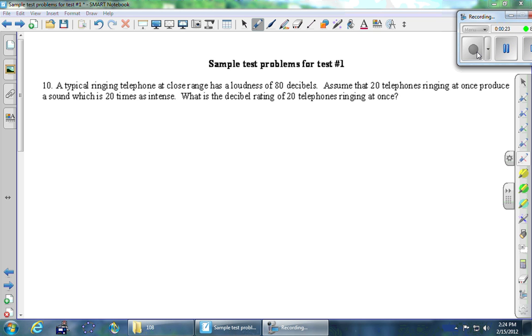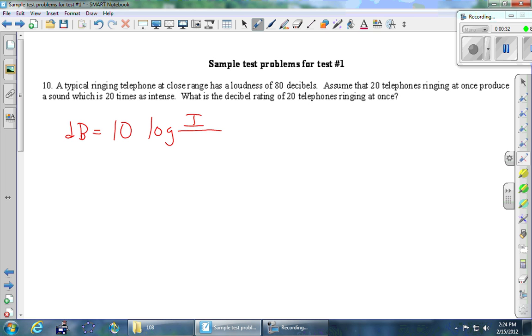One way to do it is to sort of bring that 80 decibels back down to scale. We know that the formula for decibels is given by 10 times the log of the intensity of the sound divided by the intensity of the reference sound, which is 10 to the minus 16 watts per square meter. And so if we know that the loudness is 80 decibels, I can put an 80 over here, and I can divide both sides by 10 to get that 8 is equal to the log of the intensity divided by the reference intensity.